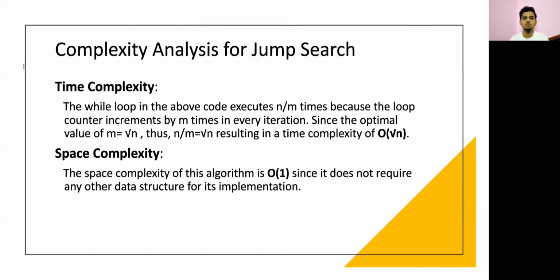Complexity analysis for jump search. Time complexity: the while loop in the above code executes n by m times because the loop counter increments by m in every iteration. Since the optimal value of m is root n, n by m is equal to root n, resulting in a time complexity of big O of root n. Space complexity: the space complexity of this algorithm is big O of 1 since it does not require any other data structure for its implementation.